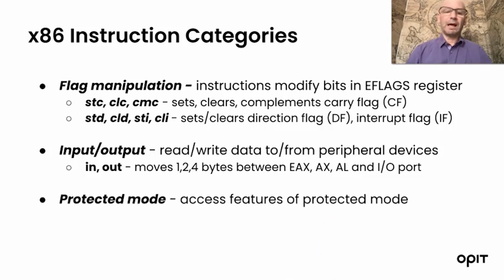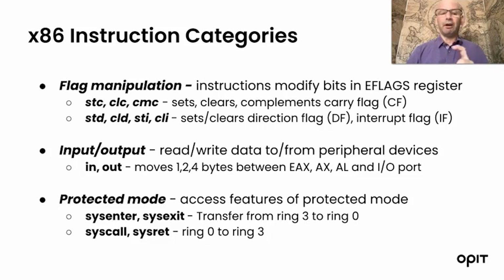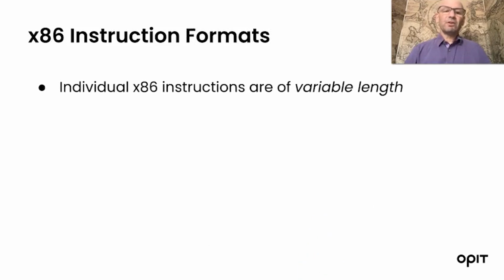Then protected mode: we access features of protected mode by using sysenter and sysexit, so we can transfer from ring 3 to ring 0 if need be. Syscall and sysret mean we're going from ring 0 to ring 3, so it's the inverse of sysenter and sysexit. Individual x86 instructions are of variable length.